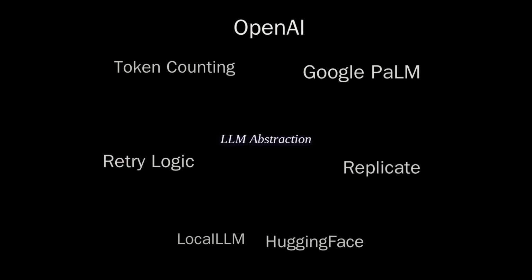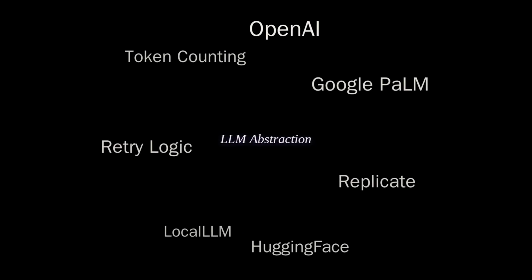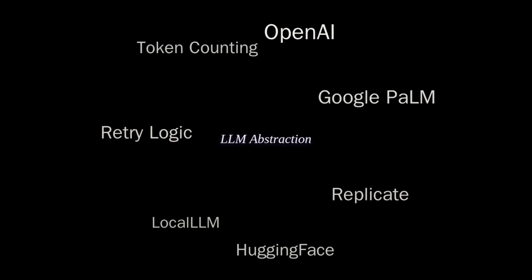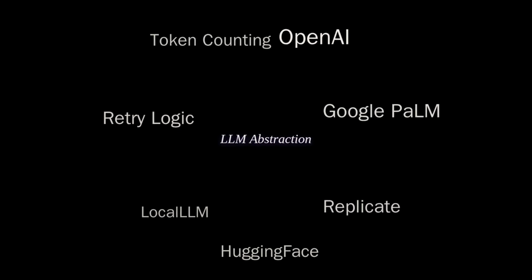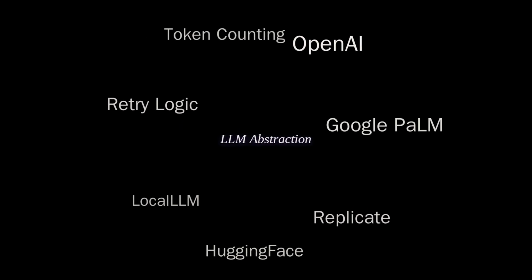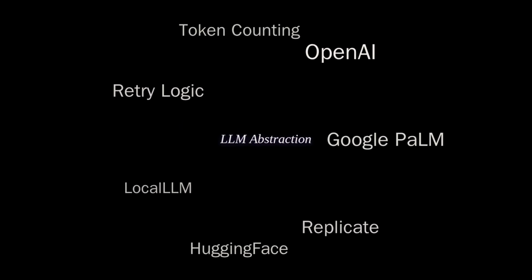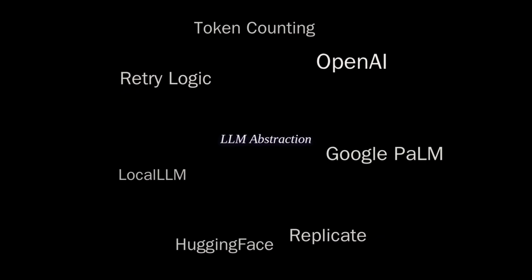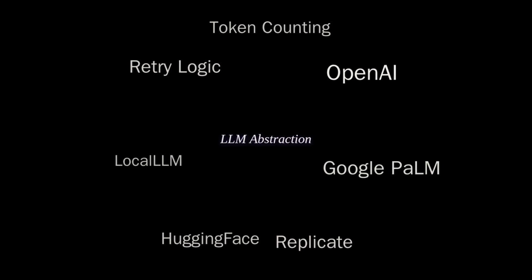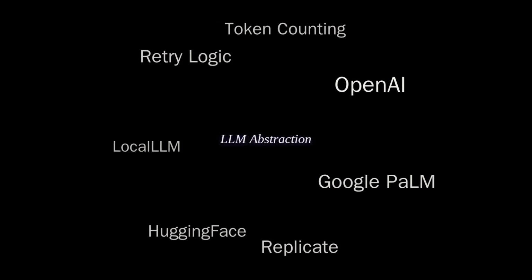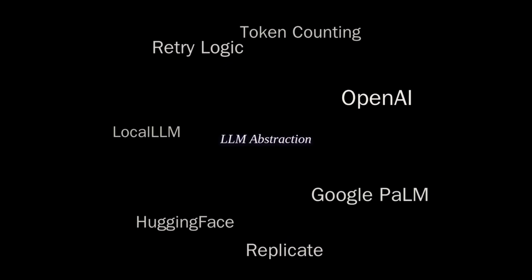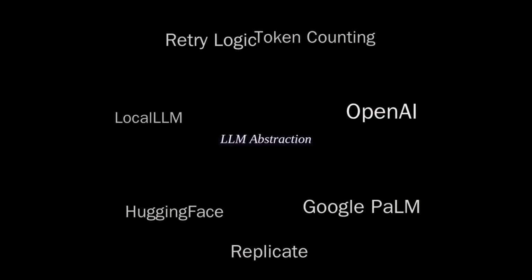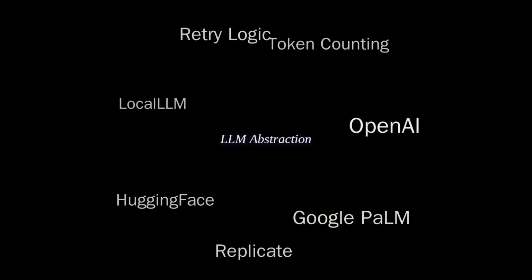The LLM layer is provider agnostic. It supports OpenAI, Google Palm, Replicate, Hugging Face, and even local models through a unified interface. A factory pattern loads the right provider from database config, so switching from GPT-4 to Palm is just a configuration change. The OpenAI implementation includes retry logic with exponential backoff for rate limits and accurate token counting using TikToken.